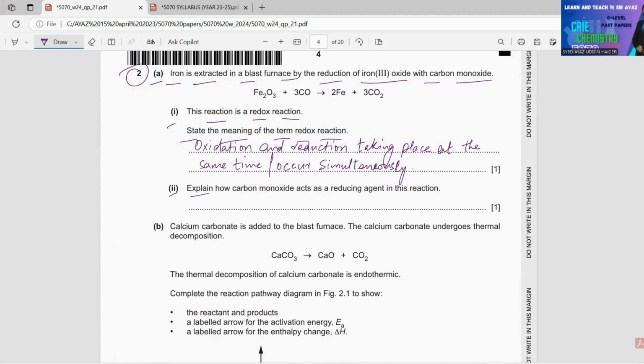Number 2, explain how carbon monoxide acts as a reducing agent in this reaction. Now, carbon monoxide is removing oxygen from iron(III) oxide, which means it's gaining oxygen from iron(III) oxide. So you can either write it removes oxygen or gains oxygen from iron(III) oxide.